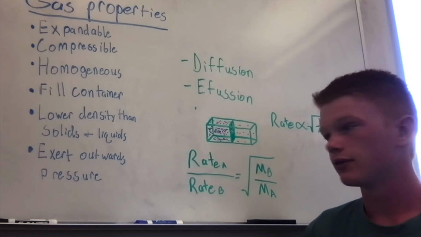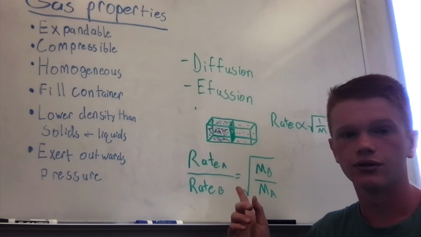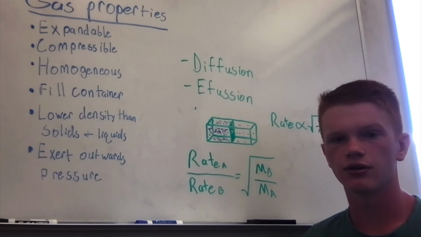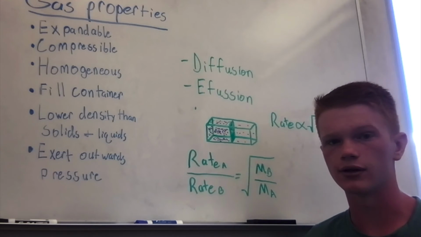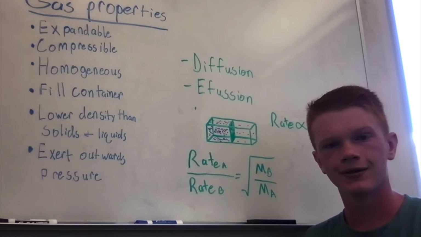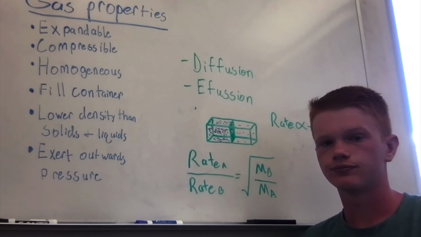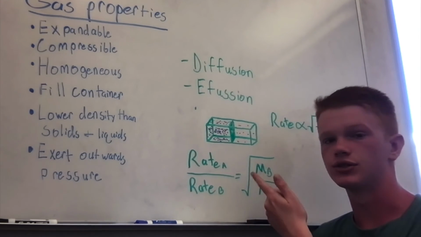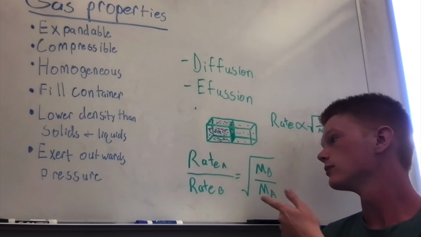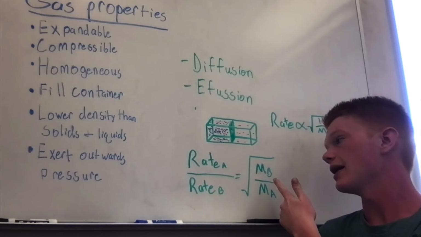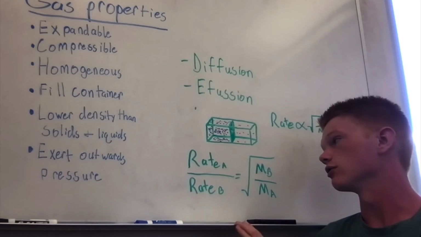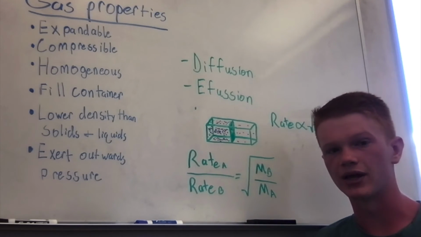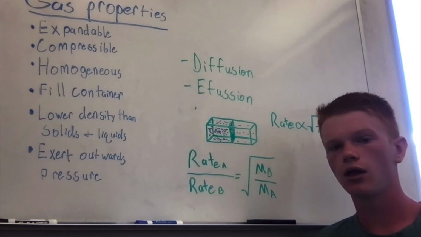So this brings us to this nifty little equation called Graham's law. The rate of effusion or diffusion of a gas A over the rate of effusion of another gas B is equal to the square root of the molar mass in kilograms per mole of gas B over the molar mass in kilograms per mole of gas A.